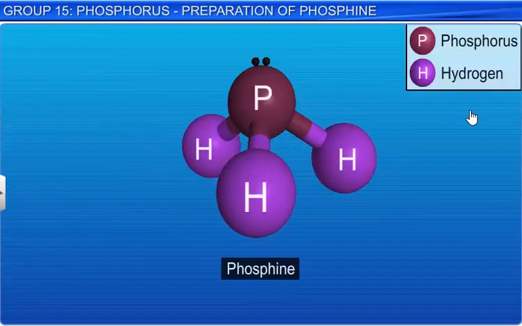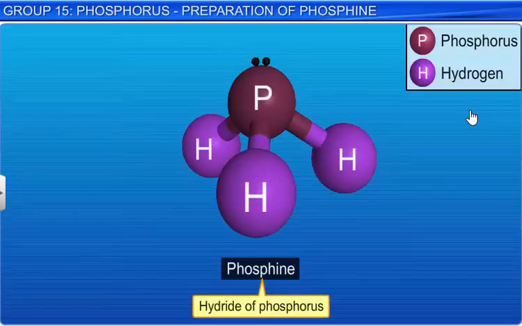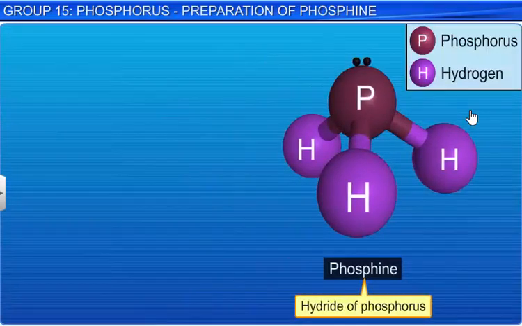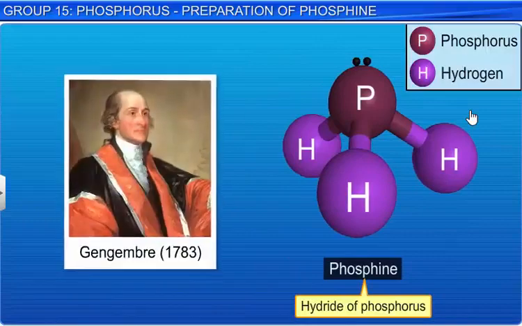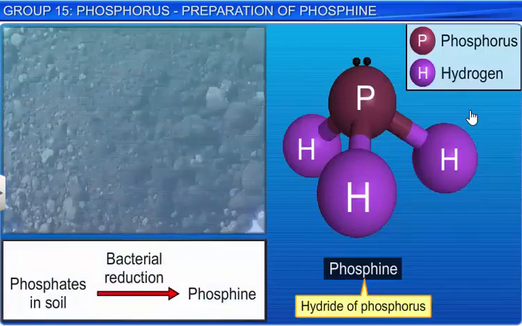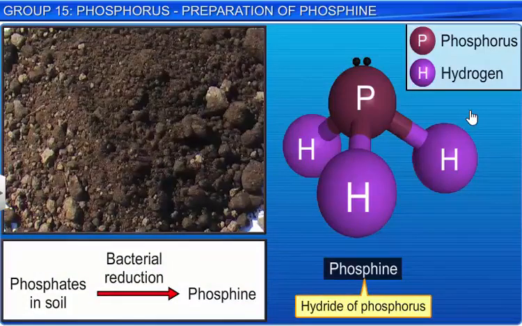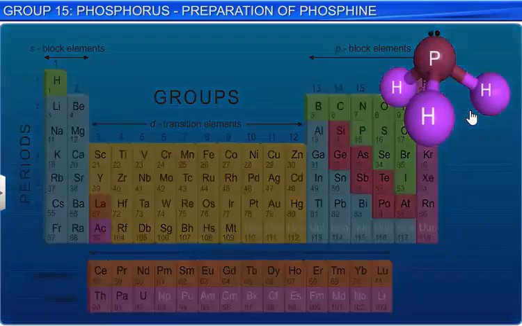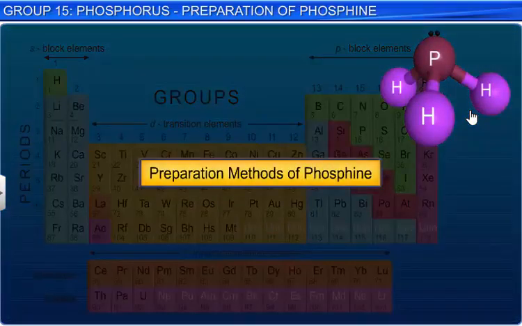You know that phosphine is a hydride of phosphorus. It was discovered by Jean Gengembre in 1783. It is formed in the soil by the bacterial reduction of phosphates. Let us begin our study with the methods to prepare phosphine.